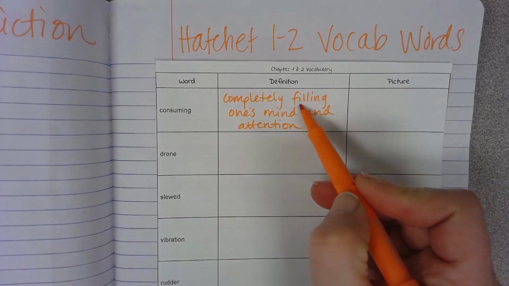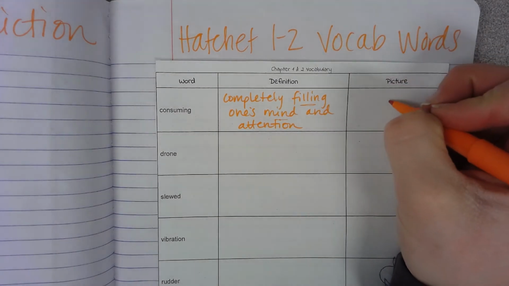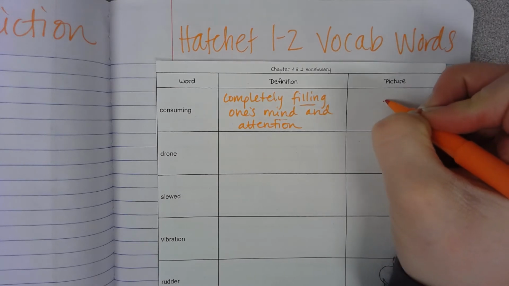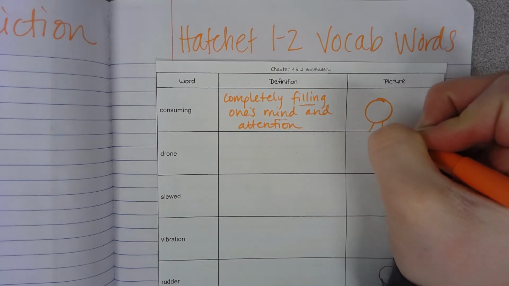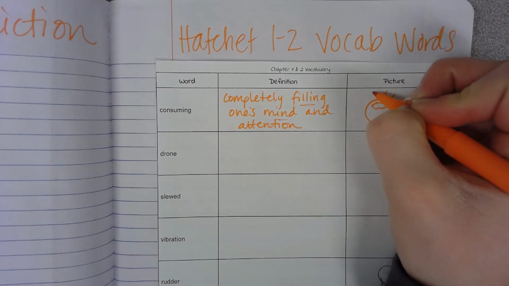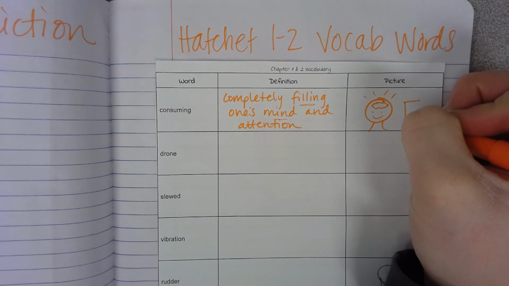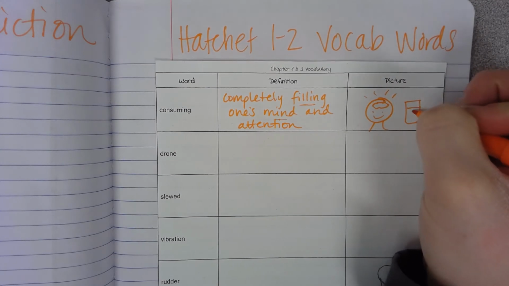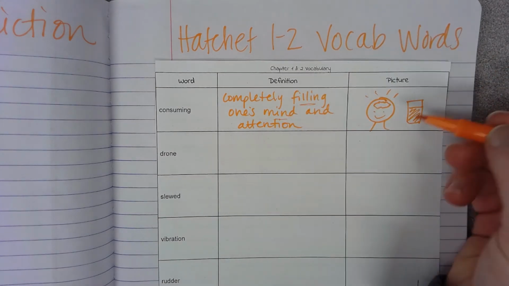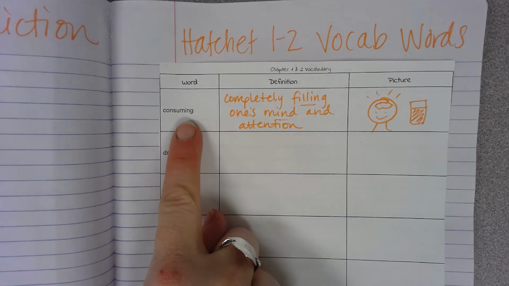So looking at this word and this word, filling mind, what I might do is draw a person, just their head, and then the brain up on top, kind of filling their mind. And for some reason I kind of think of a glass of water or a cup full, so filling and mind. So I just drew short, small pictures to represent that vocab word.